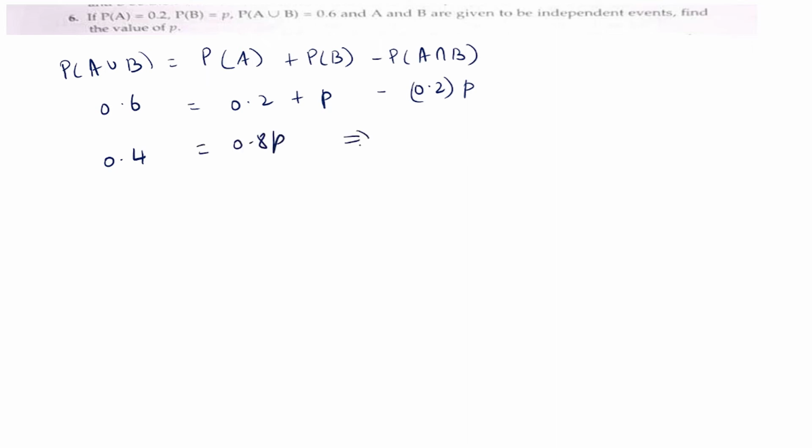So using addition theorem, probability of A union B equal to probability of A plus probability of B minus probability of A intersection B. Probability of A union B is 0.6, probability of A is 0.2, probability of B is P, minus probability of A intersection B will be probability of A into probability of B since A and B are independent. So from this we have 0.6 minus 0.2, 0.4 equal to 0.8 P, or P is equal to 0.4 upon 0.8. So this is equal to half.